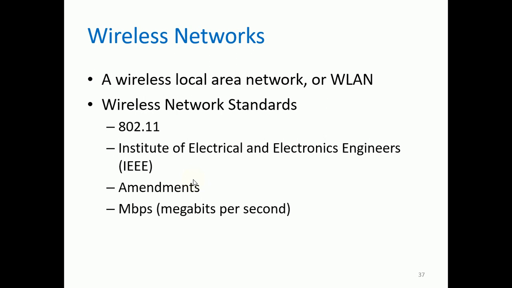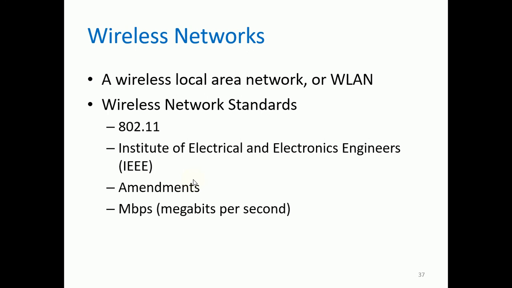Okay, next we have wireless networks. A wireless local area network, or WLAN, has wireless network standards. We have the 802.11 by the Institute of Electrical and Electronics Engineers, IEEE. So the complete name for the wireless network standard is IEEE 802.11. There are different amendments because wireless connections have evolved, specifically with the range and how far data can be transmitted using wireless networks.